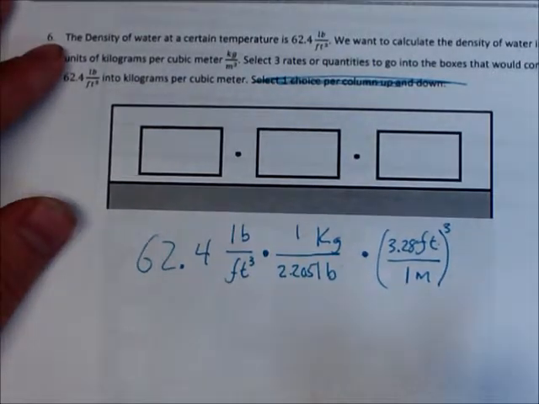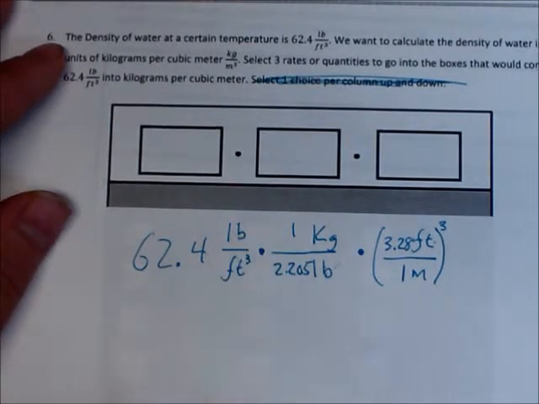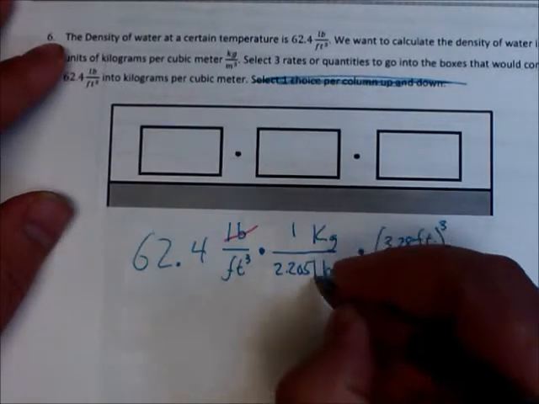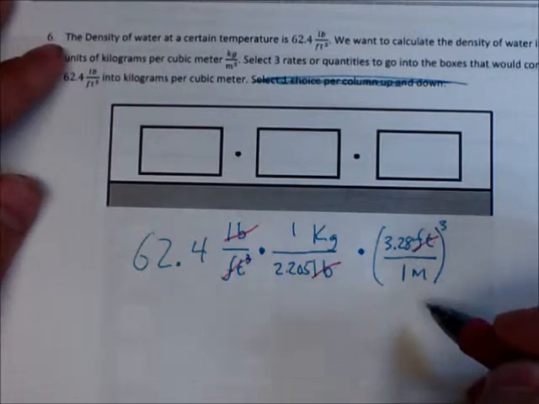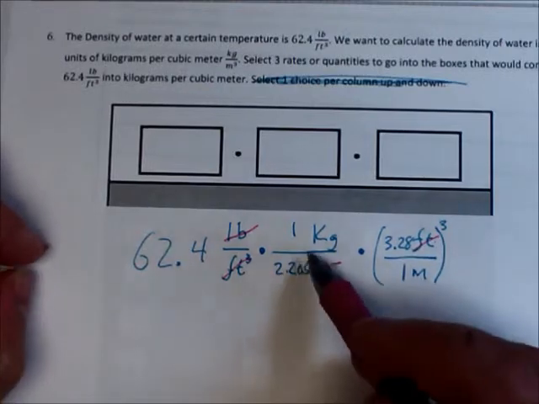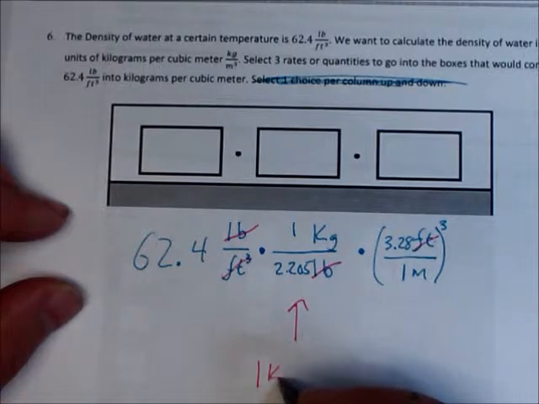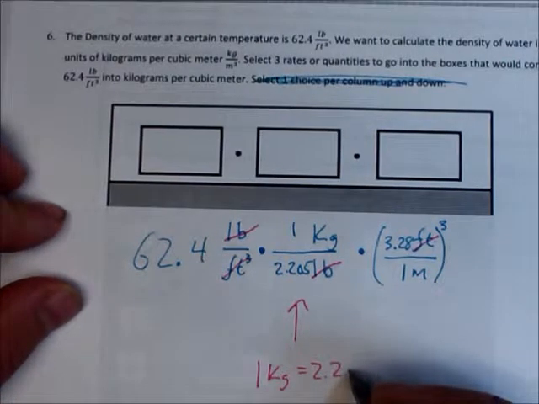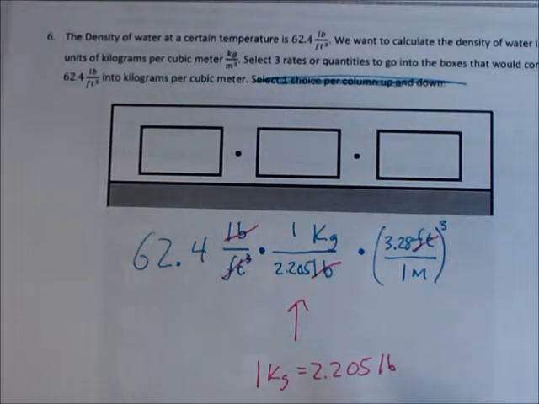So when you do this multiplication, you're going to get rid of the pounds. They'll cancel here. And you're going to get rid of the feet. They'll cancel here, feet cubed. The reason that you can do this, multiply by these things, is that really this is just 1. Because 1 kilogram is equal to 2.205 pounds. So when you divide 1 kilogram by 2.205 pounds, since they're equal, you get the same thing. You get 1.